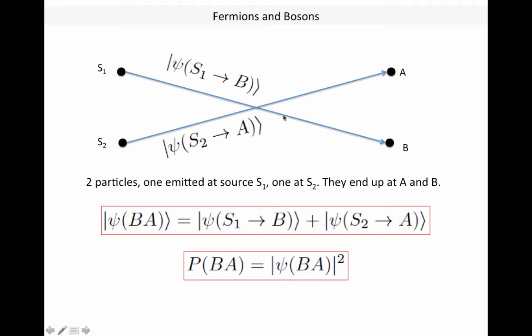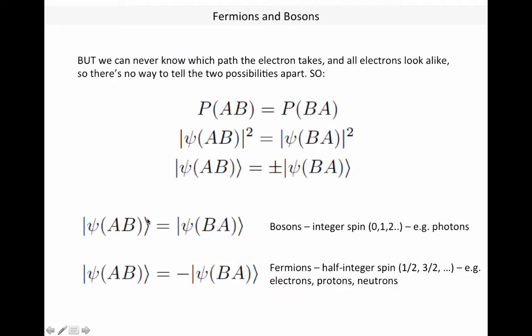The probabilities for these two paths are given by two different wave functions, and the probability that we detect a particle at B and a particle at A that were emitted from sources S1 and S2 respectively is given by the sum of these two wave functions, and the probability is the square of this wave function. So here's the thing though.